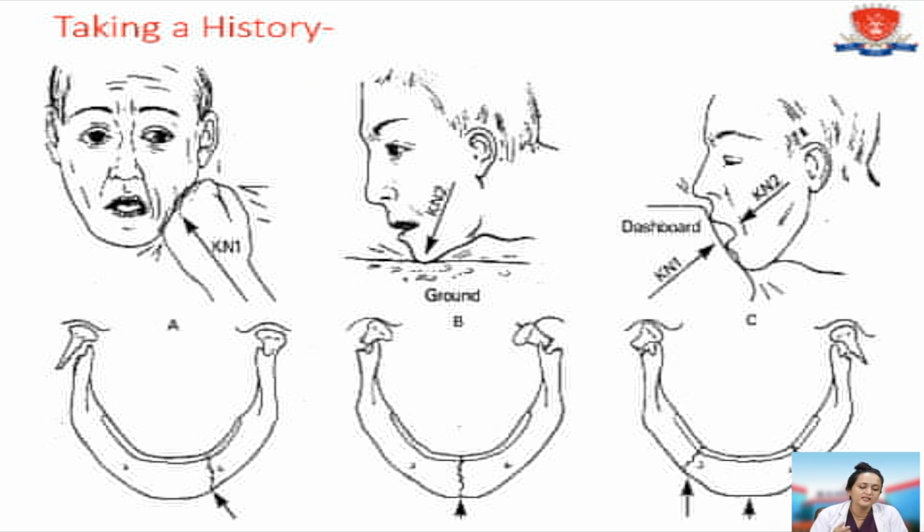In the first picture, you can see there is a blow on the right side of the jaw. So what type of fracture do you suspect? It can be either a parasymphysis or a body fracture.